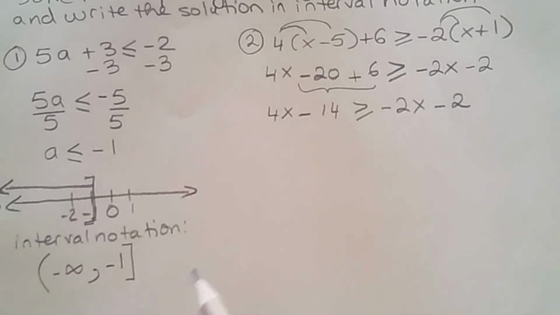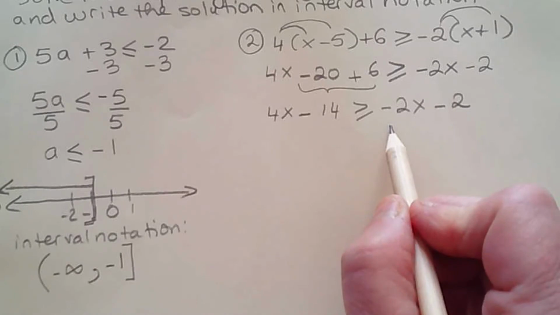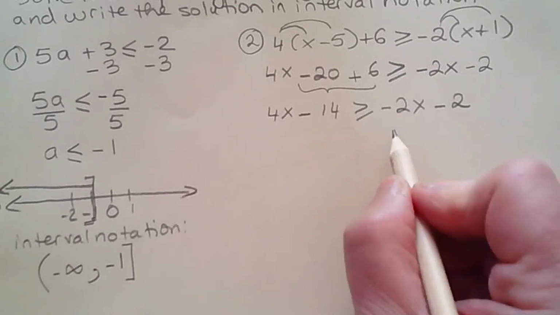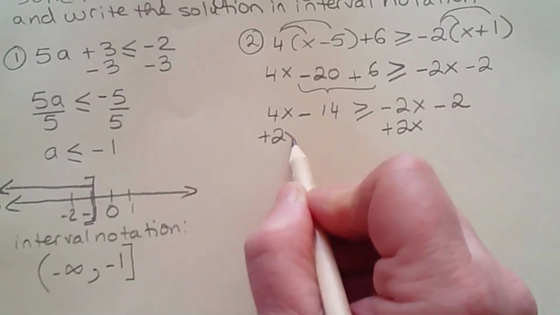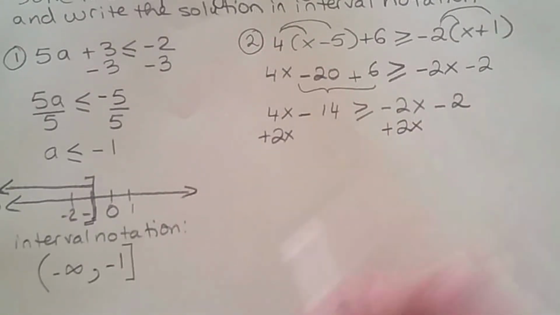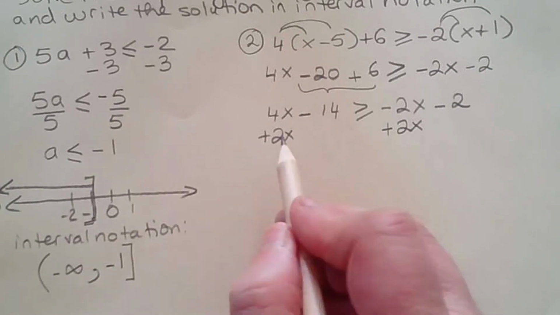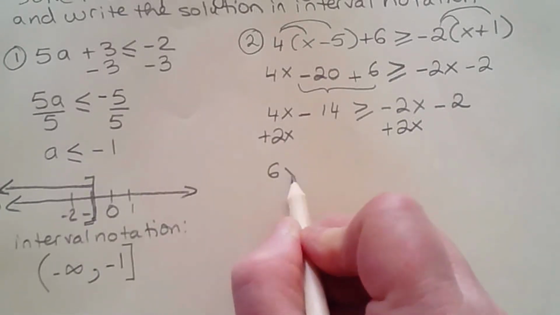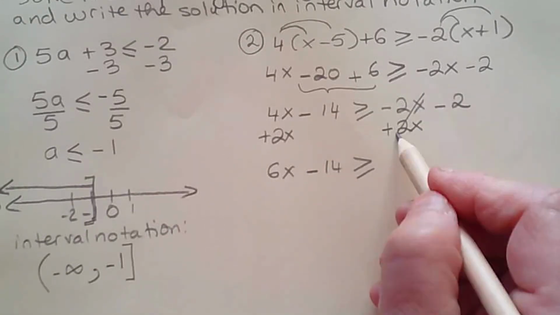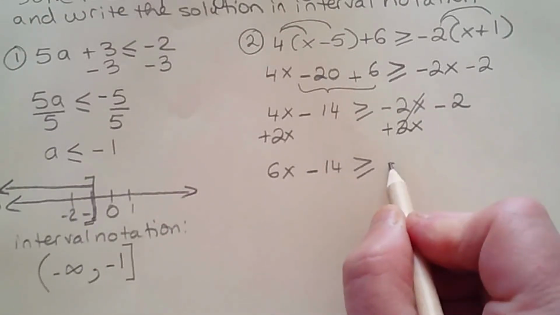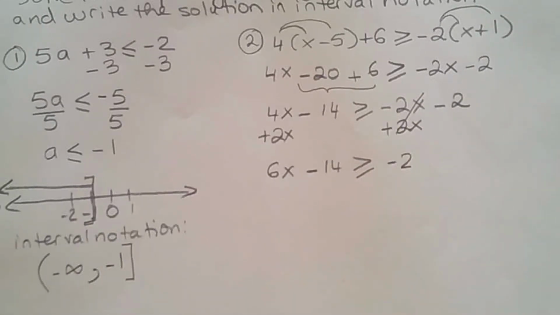So what we can do is we can either take the 4x to the right side, or take the -2x to the left side. So I'm going to go ahead and take the -2x to the left side. So adding 2x on both sides, that would eliminate the x here on the right side of the inequality. We get 4x plus 2x, that's 6x minus 14, greater or equal, this cancels, and you're left with -2 on the right side of the inequality.